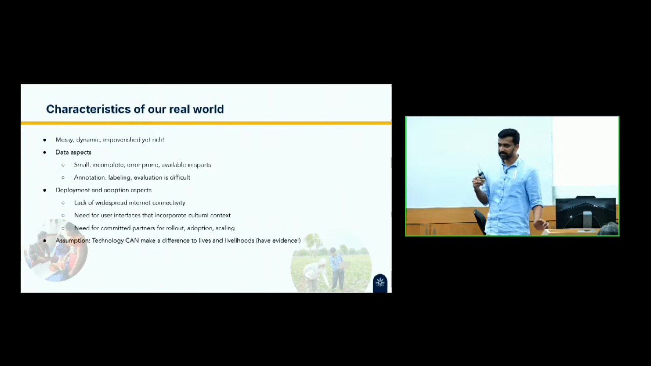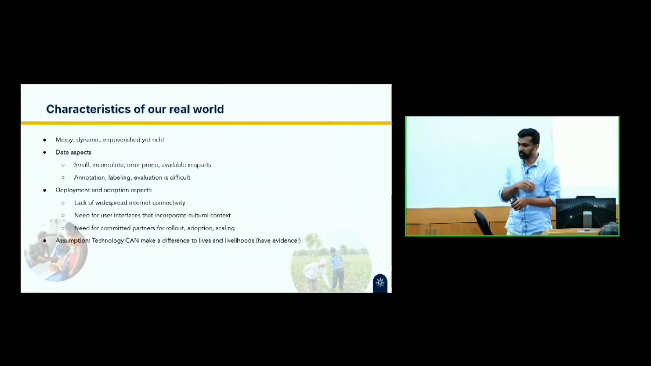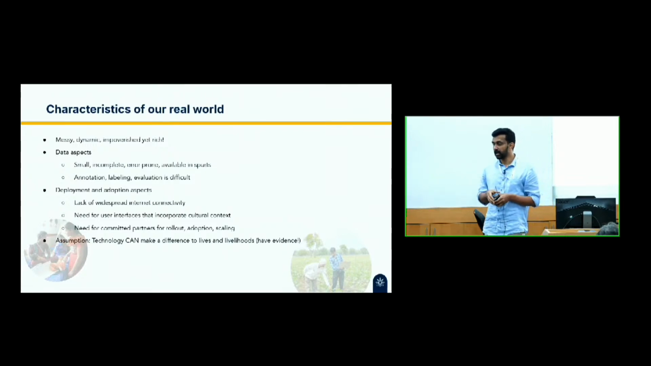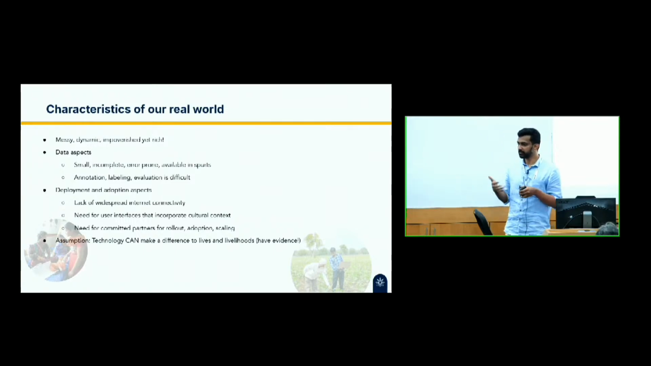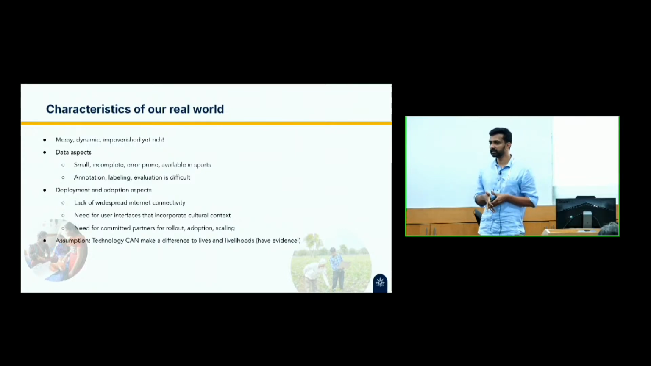So the characteristics of our real world: it's messy, dynamic, it's poor and rich at the same time. And the data readiness, see, if I want to develop an AI solution for something in the real world, you always need data, right? Most of the time, for example, if I have to develop something in the public health space, there must be some digital data for me to work on. But most of the time, we haven't even moved to electronic health records yet. So unless I have electronic data, I cannot use my AI algorithms on top of it.